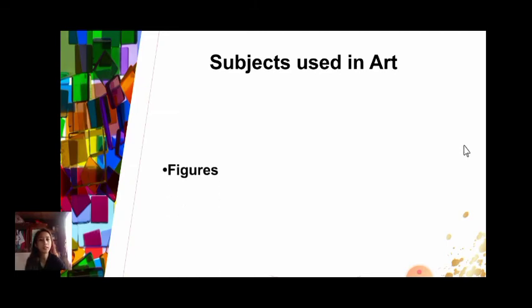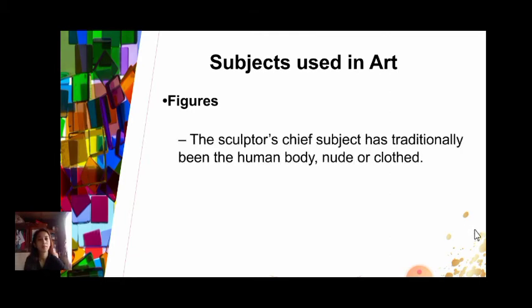Next is figures. The sculpture's chief subject has traditionally been the human body, nude or clothed. So, the chief subject of sculptures is always the human body, nude or clothed, like the Greeks before, like Venus, like Aphrodite, figures. Or the other one is the clothed.